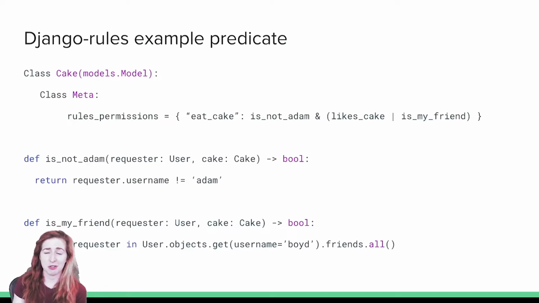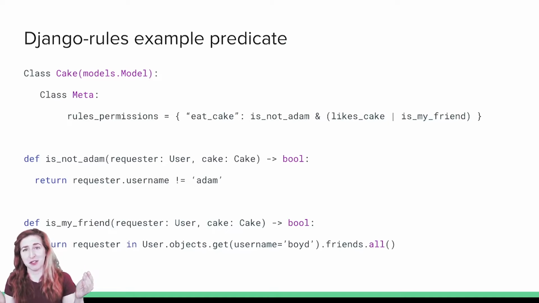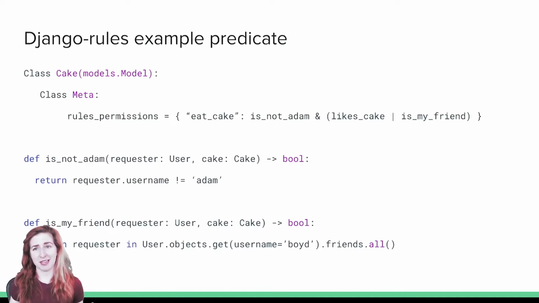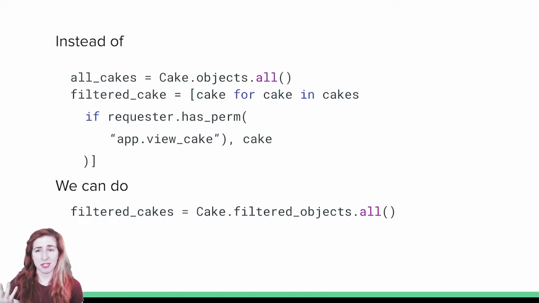So wouldn't it be nice? You could try to catch all these things at code review, because every bug ever gets caught at code review. But wouldn't it be nice if the system did the right thing and only returned objects and details which the currently active requester had permission to see? So instead of something like the top, which is how you might filter out only the cakes that I have permission to see in Django Rules, if we had something like the bottom.